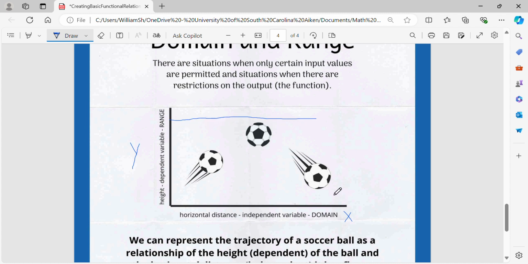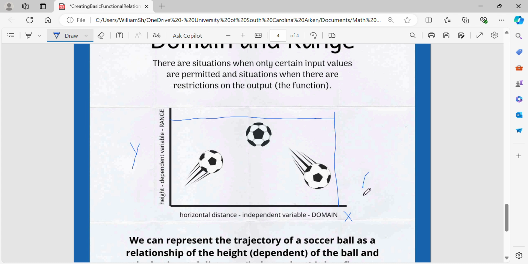So just judging by the picture, if this was the highest and furthest ball ever kicked, you can definitely tell that these lines here give you all possible values of how high the ball could go versus how far the ball can go. Okay, so the domain and range live within this semi-little box here.